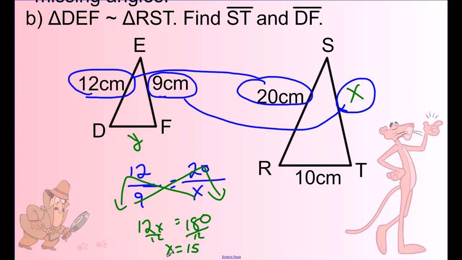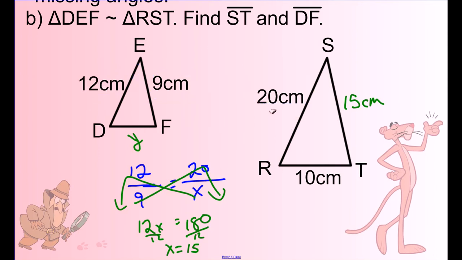So this missing side here is 15. Let's pop him in. 15 centimeters. Okay, so now we have that part done. We need to find what this side DF, my variable y, is. And we can do the exact same thing. I can set up almost the exact same proportion.